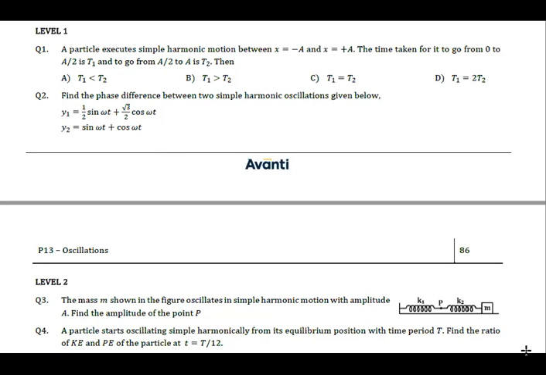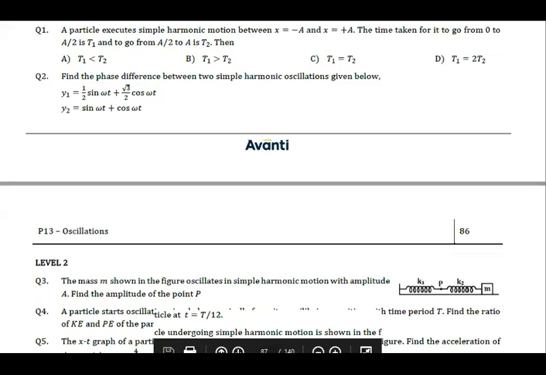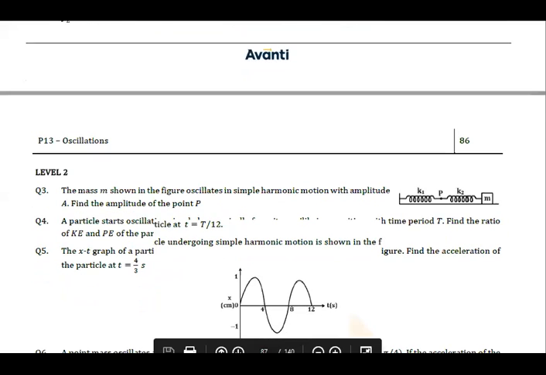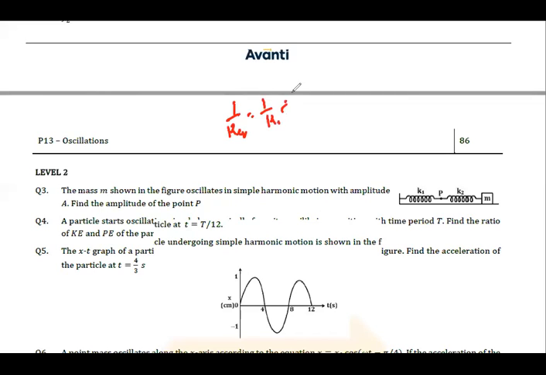Okay. Now, question number 3, everyone. Tell me, these two springs are in series or parallel? Series. And what is equivalent spring constant in series? Reverse, right? So I can say 1 by k equivalent is equal to 1 by k1 plus 1 by k2 in series. I hope all of you remember.